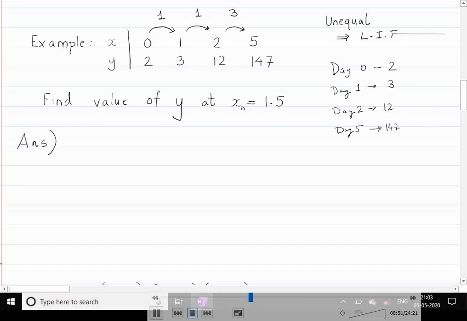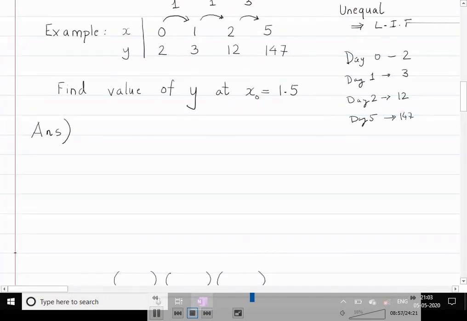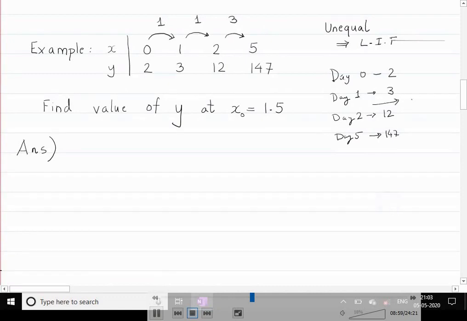Now we will ask the question: what was the situation after 1.5 days? How many patients were there after 1.5 days? If you read this question, you will see that y is what we want to find, the number of patients at x naught, which is day 1.5.